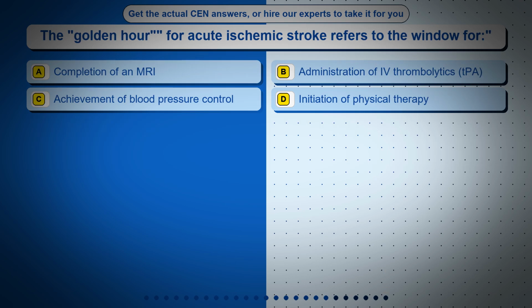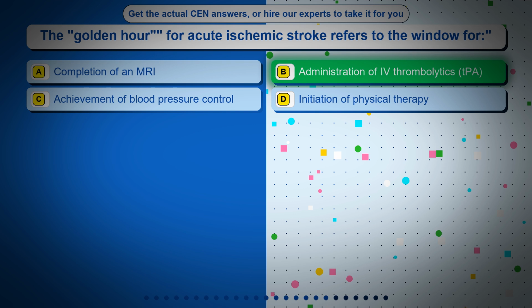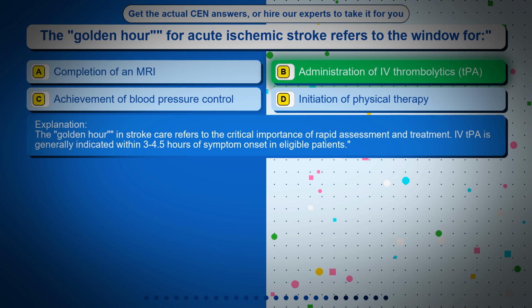Question 19. The golden hour for acute ischemic stroke refers to the window for: Option A. Completion of an MRI. Option B. Administration of thrombolytics, tPA. Option C. Achievement of blood pressure control. Option D. Initiation of physical therapy. The correct answer is option B. Administration of thrombolytics, tPA. The golden hour in stroke care refers to the critical importance of rapid assessment and treatment. tPA is generally indicated within 3 to 4.5 hours of symptom onset in eligible patients.